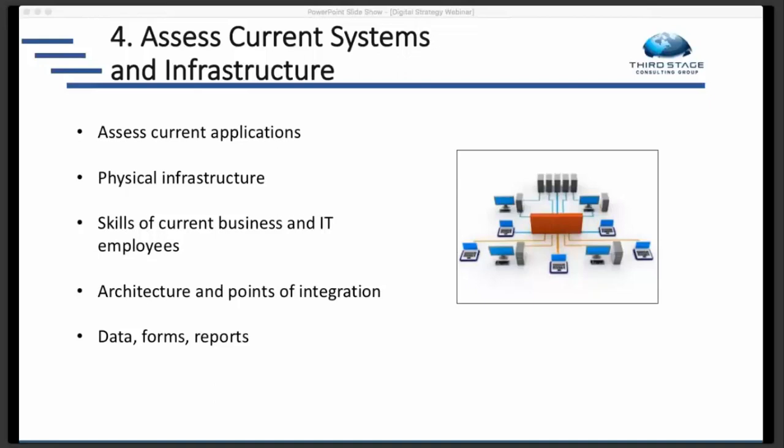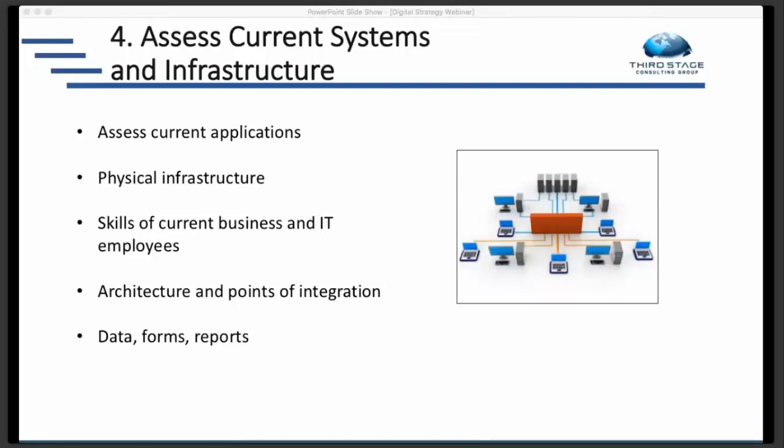And then finally, for this step here, we're also looking at data, forms, and reports. So the data side, I suppose, is related more to systems and infrastructure. Forms and reports, you could argue, are part of your business processes more so than your technology. But if we're looking at it from a system perspective, we're asking: what does the data look like now? Where are the gaps in the data? What can we be doing now to start cleaning up that data?